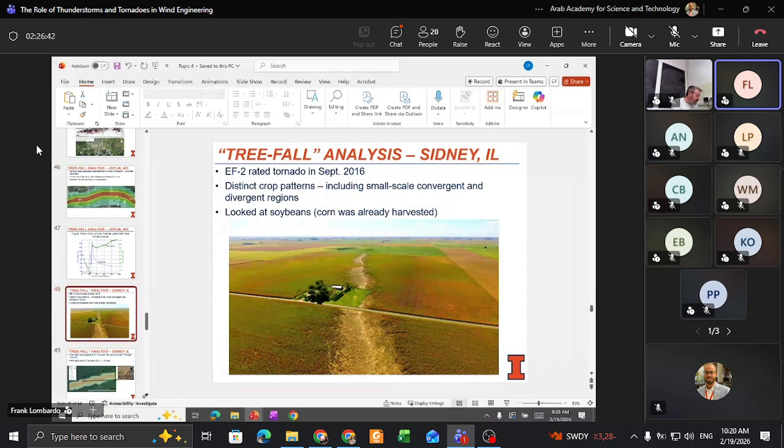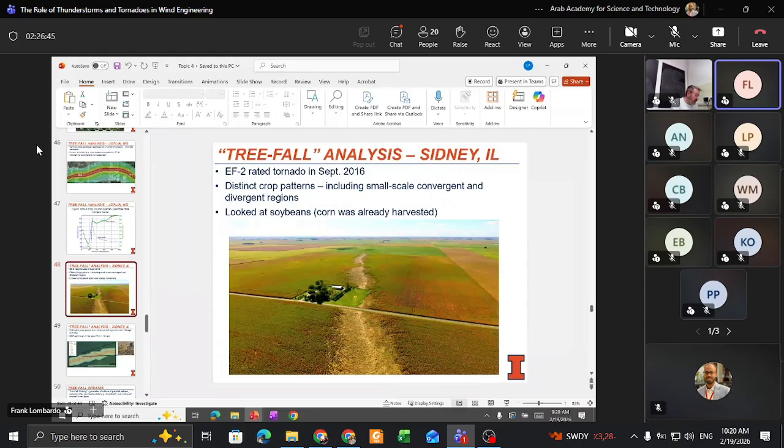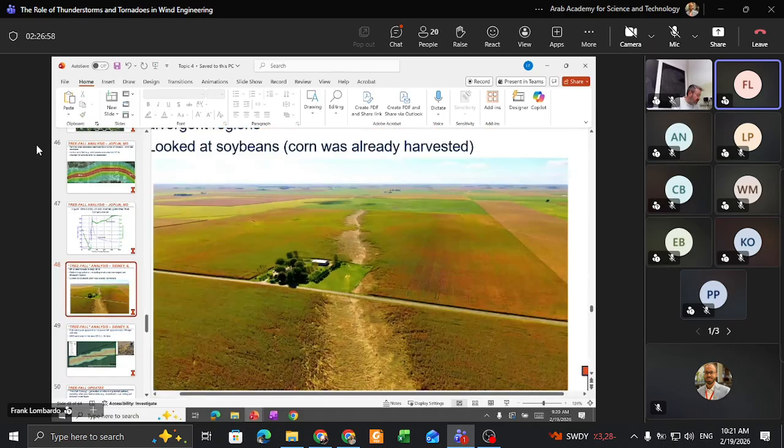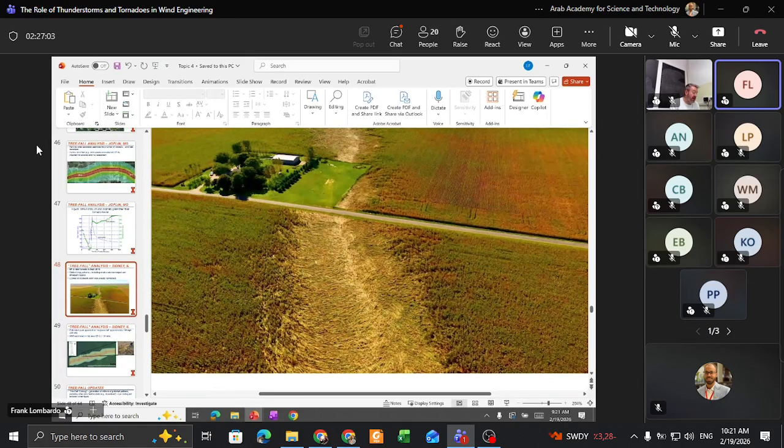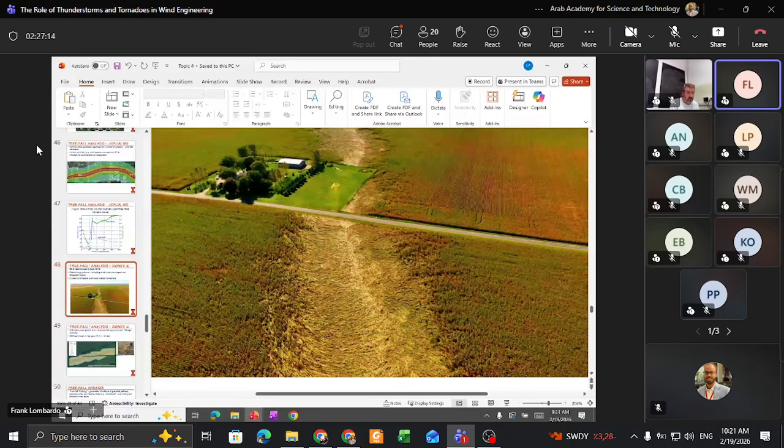So when I started at Illinois, and I don't know how aware you are of US geography, but there's a lot of agriculture there, things like corn, soybeans. And what I noticed, this was after a tornado in 2016, this is corn, so this was in the fall. And what you can see is a tornado left very clear patterns in the corn. And I was shocked by how similar some of these patterns look to trees.